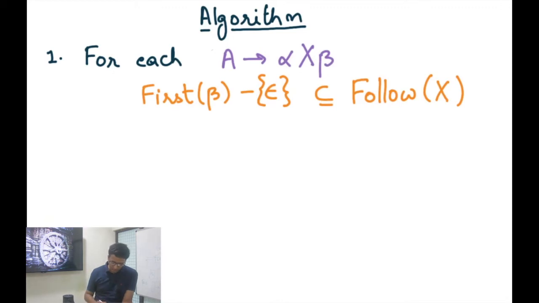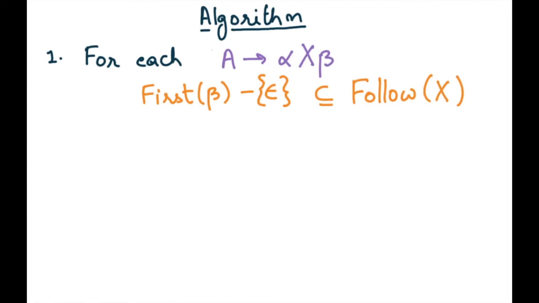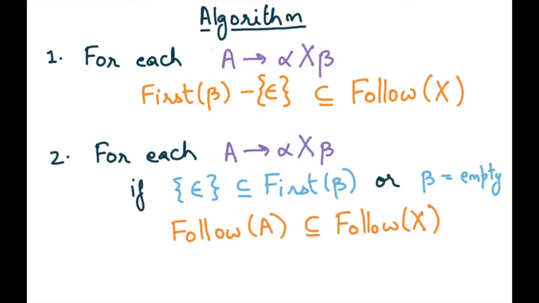So here's the first rule. For each production of the form A produces alpha X beta, which basically means any production in which capital X appears in the RHS, and capital X being a non-terminal, then First(beta) minus epsilon is a subset of Follow(X). So anything that can appear as the first token of beta would be considered to follow capital X. And this is something that we have already seen using an example in the previous slide.